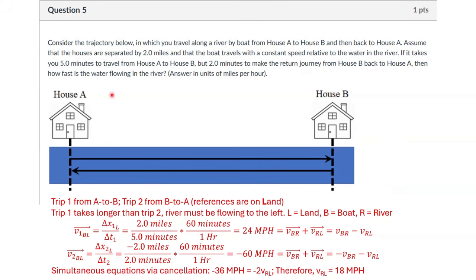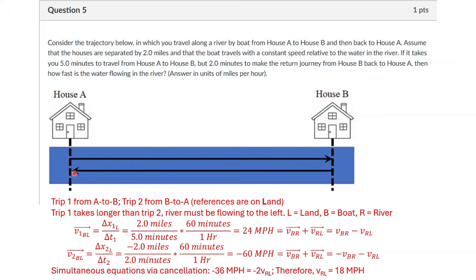In this case, we have house A and B. We are in a boat that's on a river. The river, we are going to presume, has a current of flowing water. And what we're told is the separation of the houses located on land is 2 miles. And then we're told that a boat that's traveling at the same speed relative to the water the entire time takes 5 minutes to get from house A over to house B, but then only 2 minutes to get back to house A from house B when it turns around and keeps that continuous speed relative to the water. And the question then is, based on this information, can you figure out how fast the water is flowing in the river?